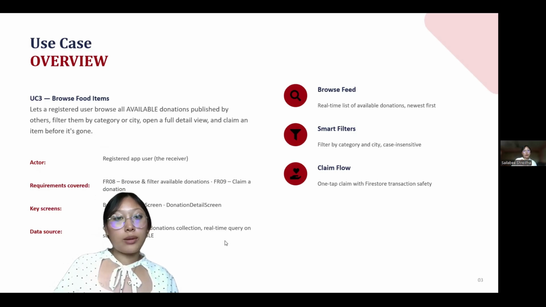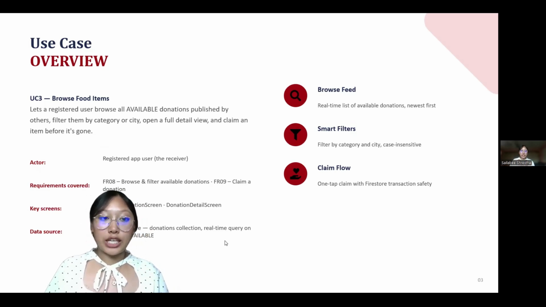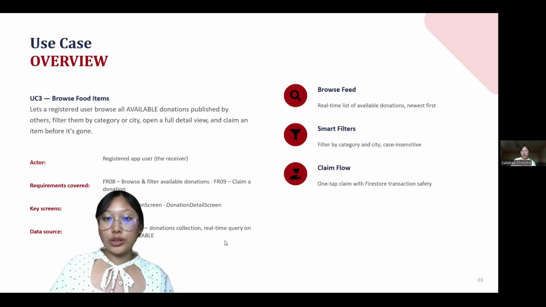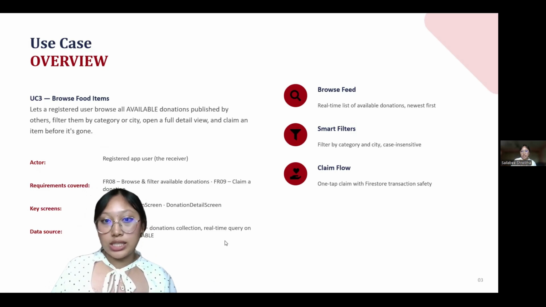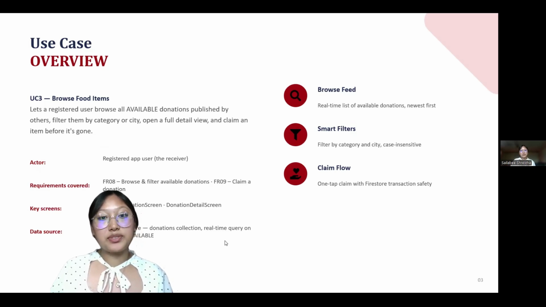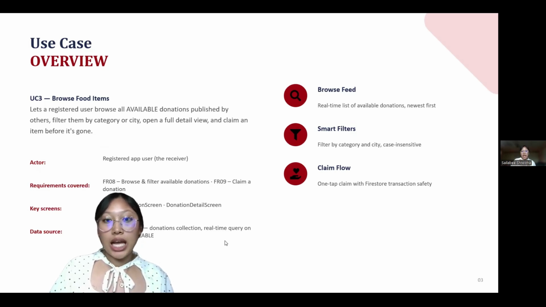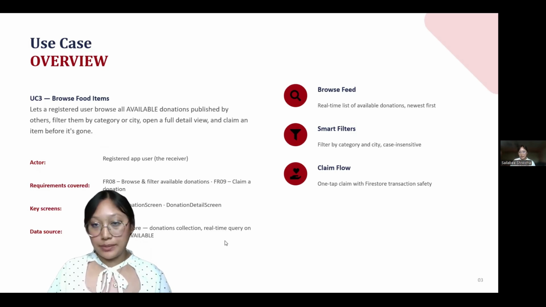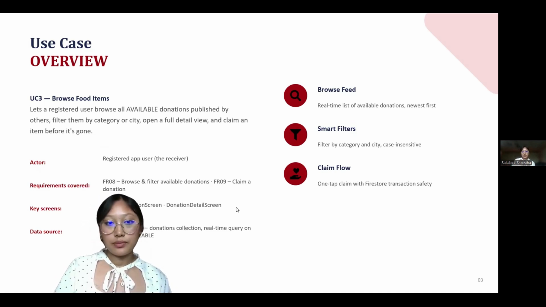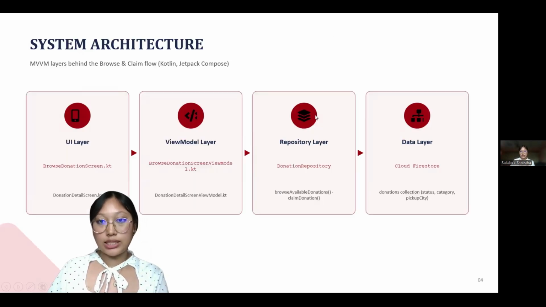And it's all powered by a real-time Firestore query on the donation collection, filtered by status equals available. On the right, you can see the three pillars: a real-time browse feed, smart filters that are applied instantly, and the one-tap claim flow that is protected by Firestore transactions so that two people cannot claim at the same time. So let's go to the next.